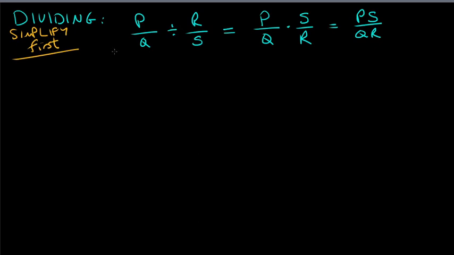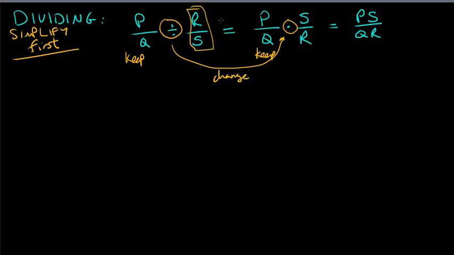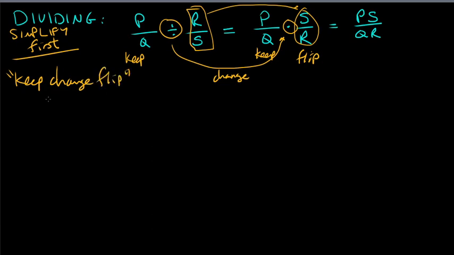Right? So a lot of people remember this as you keep the first fraction, right? P over q stays p over q. You keep that. And then the division you change to multiply, right? So you're going to change the division to multiply. And then the second fraction, the r over s, well, that just got flipped upside down. So you flip the second fraction, right? So keep, change, flip. Right? This is when you're dividing.